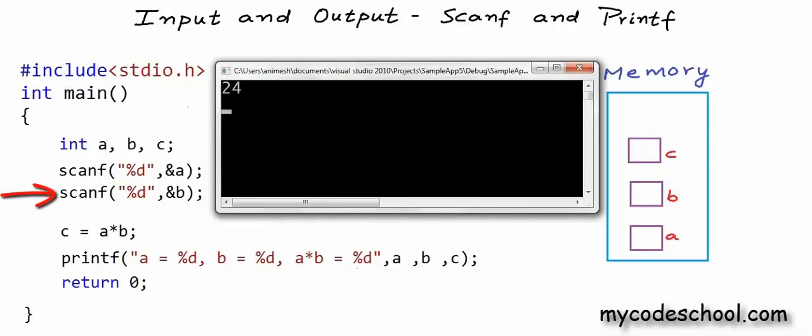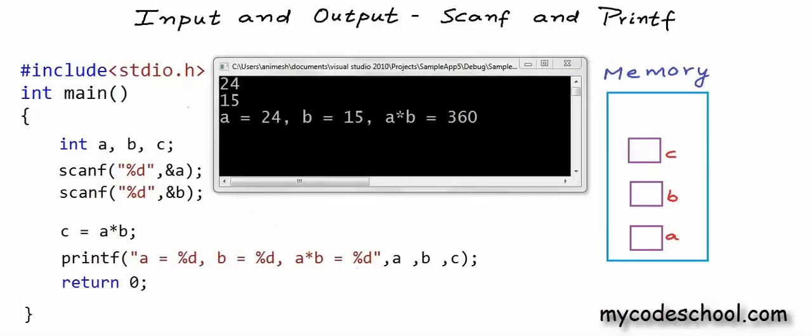Once again, it should only be a number. So I'll type in another number here. And now when I'm pressing enter, this is what I'm getting. Output of my printf is a equal 24, b equal 15, and a into b equal 360. So when the control has reached printf, value in a is 24, value in b is 15, and value in c is 360.